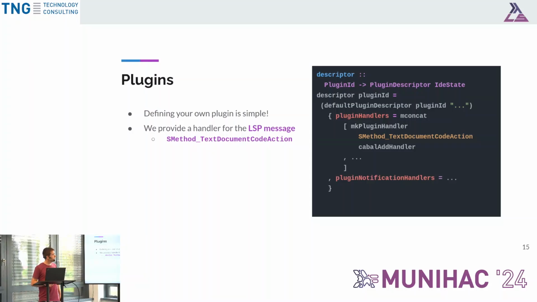So for example, in this example, we provide one specific handler for the request-response pattern to respond to code action requests. Just a word, this SMethod text document code action, which looks very scary, is basically just our internal name for code action requests. There's a lot of machinery that makes sure that everything is type checking correctly, and this is part of it. It looks dangerous, but it's rather benign in comparison. And when we have this mkPluginHandler, we say, okay, this handler can respond to code action requests.